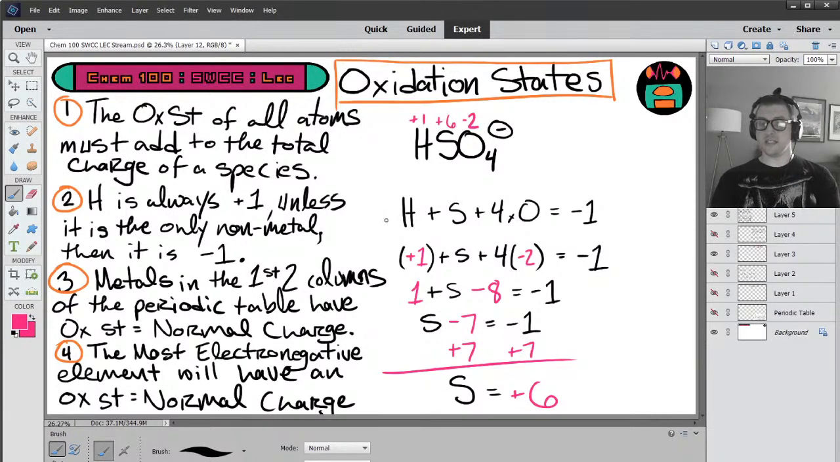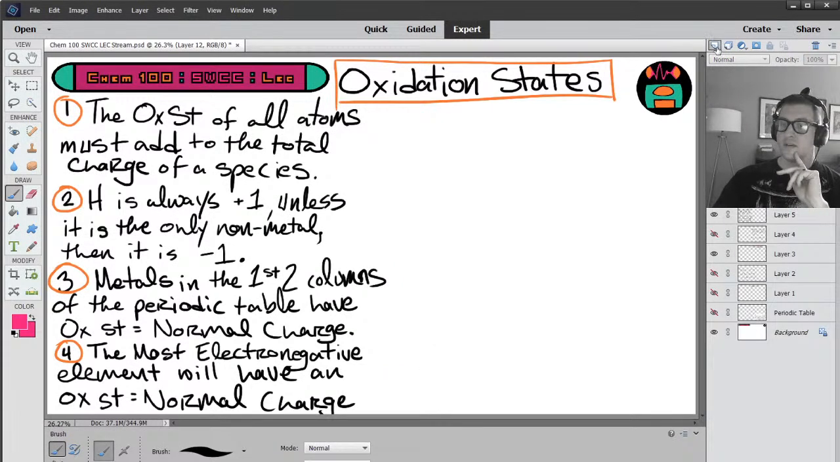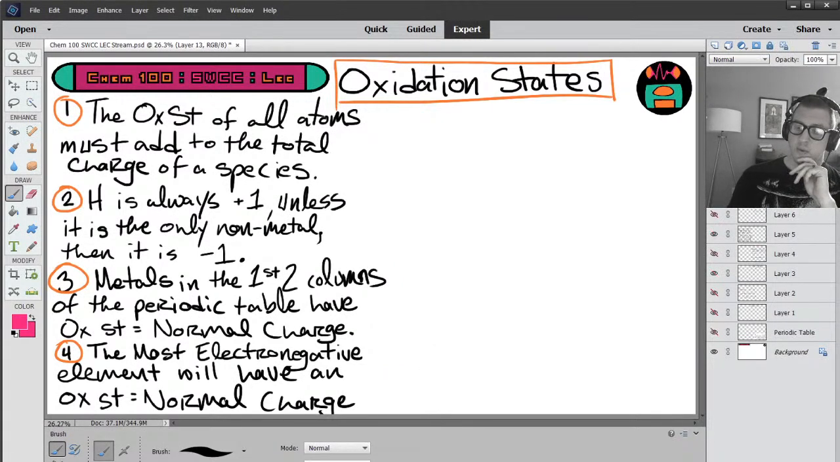So sulfur is +6 in the polyatomic ion bisulfate. Rocks. You got it. You beat me to it. Let's do a couple more examples, and then we'll get into why we're learning this. We'll get back to that question of who's losing, who's gaining electrons. But first, let's get a couple reps in.